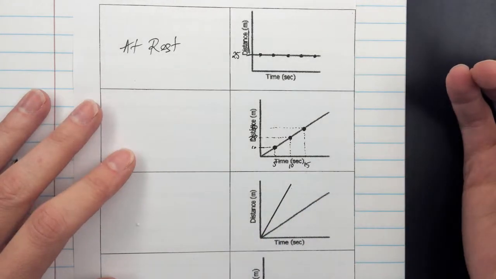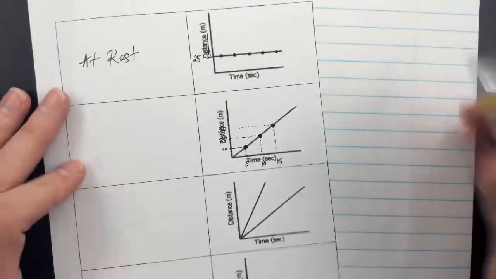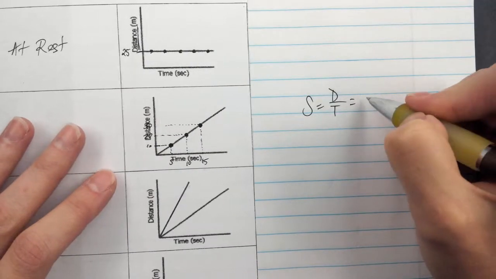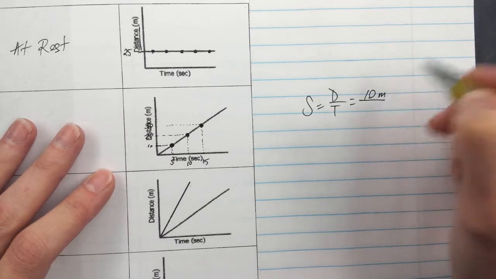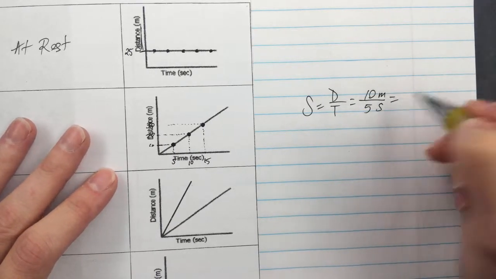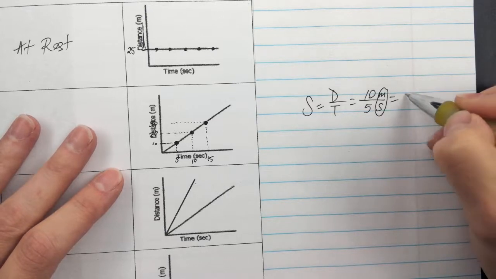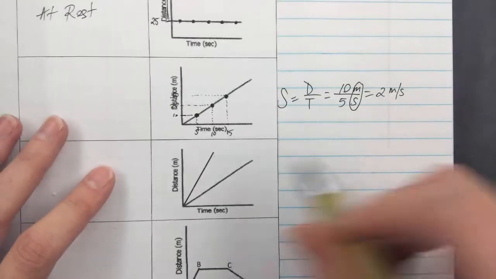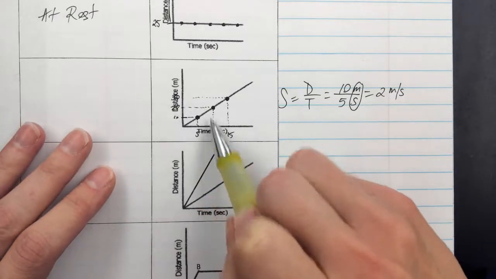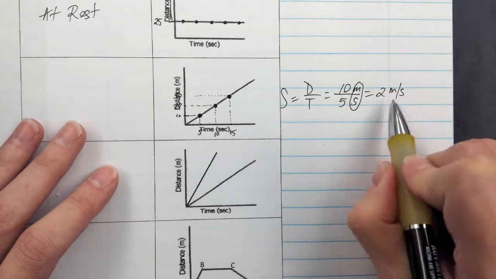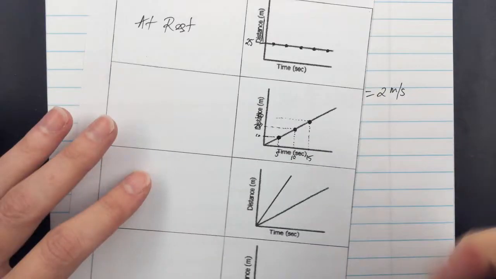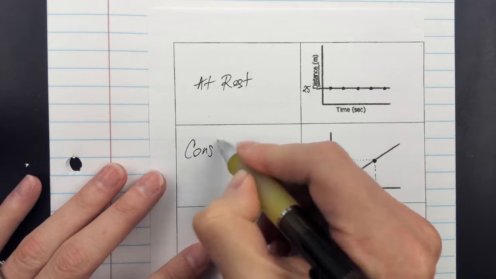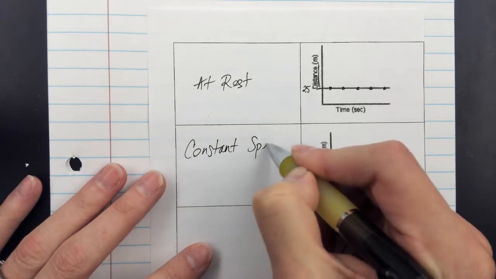You can calculate that out because speed equals distance divided by time. The distance is 10 meters. The time is 5 seconds. 2 meters per second. Every time I do that, even here, 20 over 10, 30 over 15, I am still going to get 2 meters per second. The straight line on a distance time graph means constant speed.